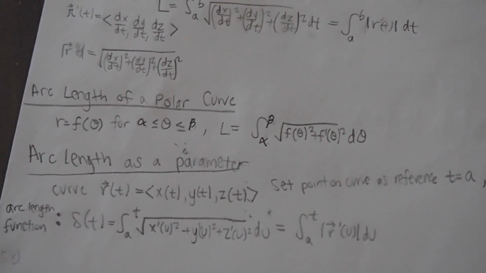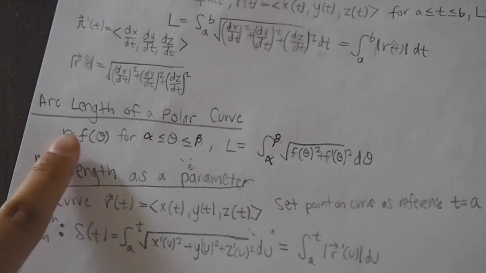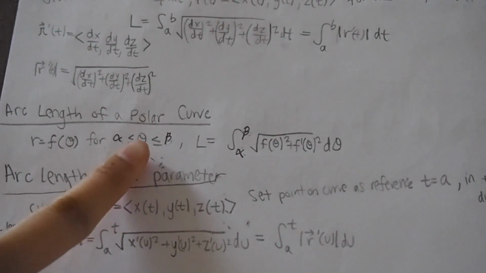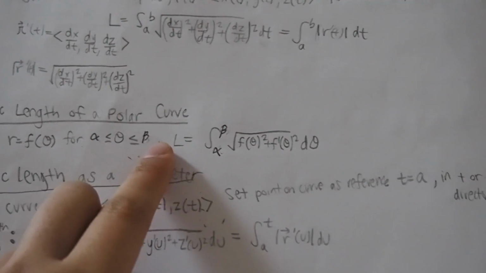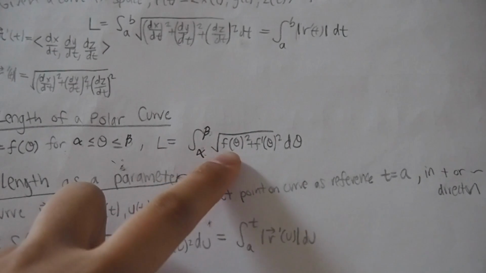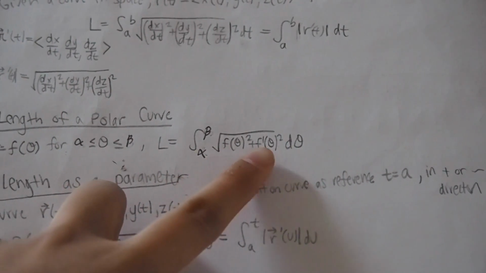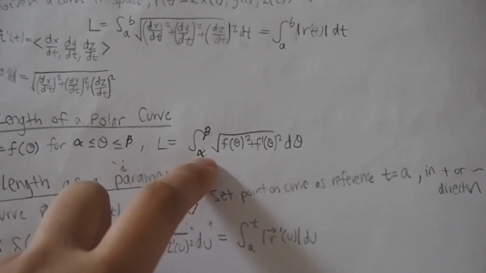Similarly, we can find the arc length of a polar curve. Given that we have a function r equals f of theta for theta between alpha and beta, our arc length equals the definite integral of the square root of f of theta squared plus the derivative of f of theta squared, with respect to theta from alpha to beta.